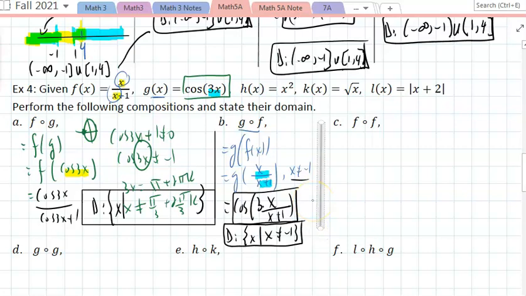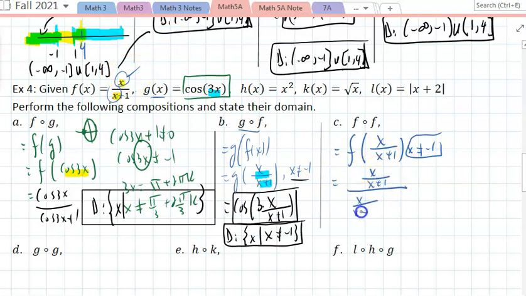Looking at the next problem, f composite f. F is x over x plus 1, so automatically x cannot be negative 1. Keep that in mind. Now go back to f one more time. Wherever you see an x, replace it by x over x plus 1. And this is a complex fraction. This is roughly a fourth of the problems that we see in this class, so you should really get that out of the way.